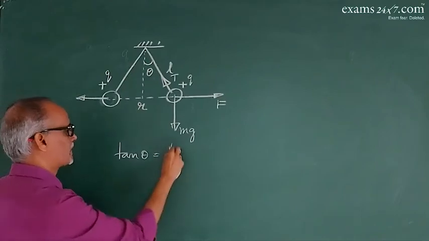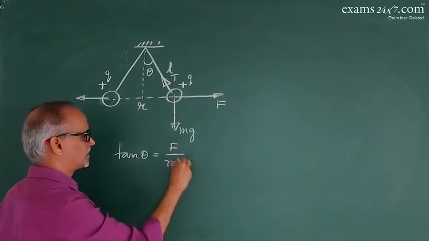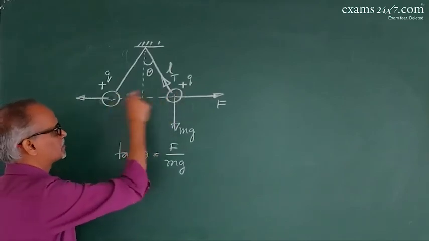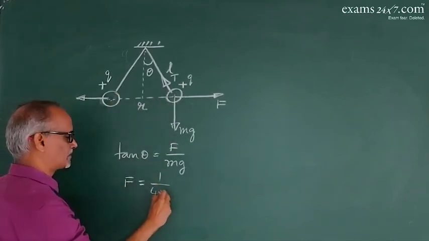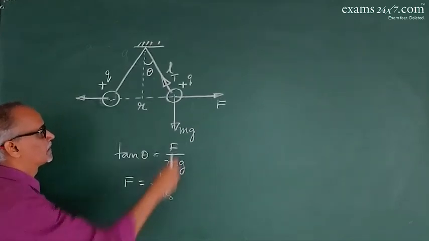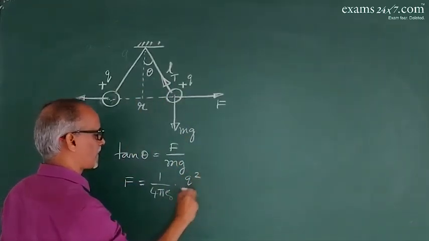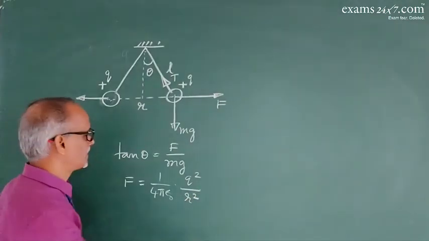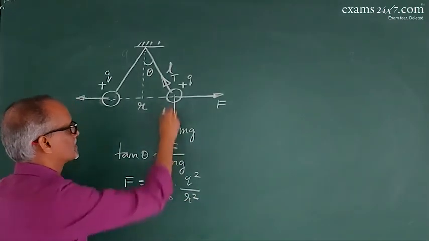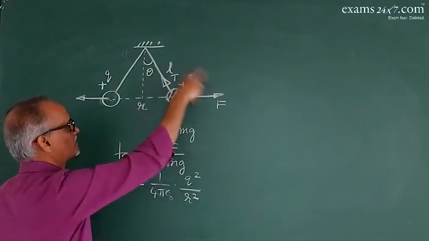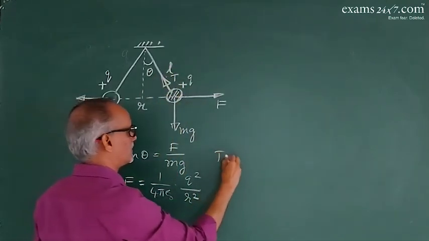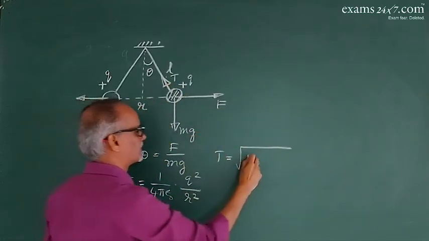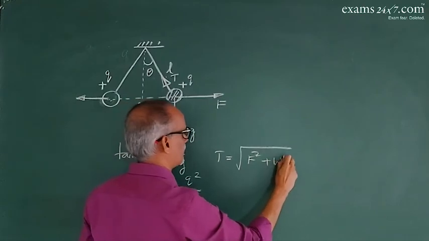Tan theta is equal to F by mg, or F by W, where F is the force between the two charges, which is 1 by 4 pi epsilon naught, the product of the charges q square, over the square of the separation between them. Now that is F. And W is equal to mg. Since this sphere is in equilibrium, the net force is 0. Therefore, the tension T is equal to square root of F square plus W square.